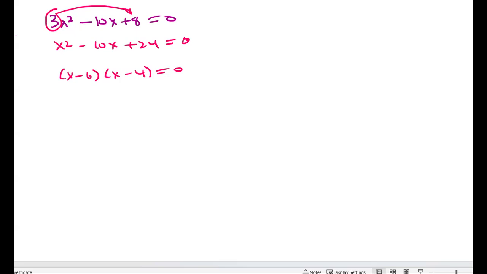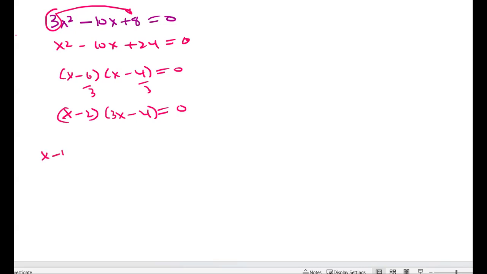Now, since we multiplied by 3, we need to divide by 3. So we divide the 6 by 3 and divide the 4 by 3. Now, all of them just the numbers without the x's. Then we reduce. So that becomes x minus 2. And this one doesn't reduce anymore. So then I can just bring that to the front. So that gives me 3x minus 4 equals 0. And then I solve.